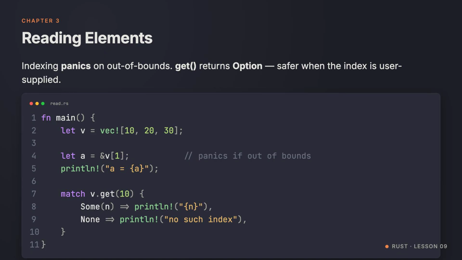Which should you use? Square bracket indexing is the right choice when you're certain the index is valid. Maybe because you just checked the length, or because the index comes from a loop that stays inside bounds. Get is the right choice when the index comes from somewhere you don't fully trust. User input, network data, parsed content, anywhere failure is possible. Rust's philosophy is to be explicit about which case you're in. The language gives you both tools, and the right one depends on your guarantees.